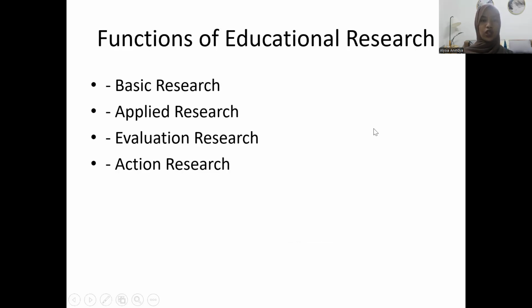First, we are going to talk about the function of educational research. Educational research has four main purposes. First is basic research. Next is applied research, evaluation research, and also action research. So basic research is like to expand the knowledge about education in general.